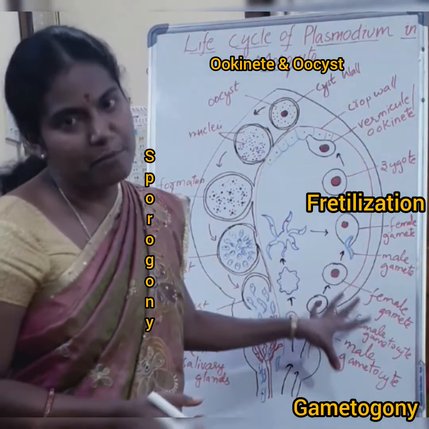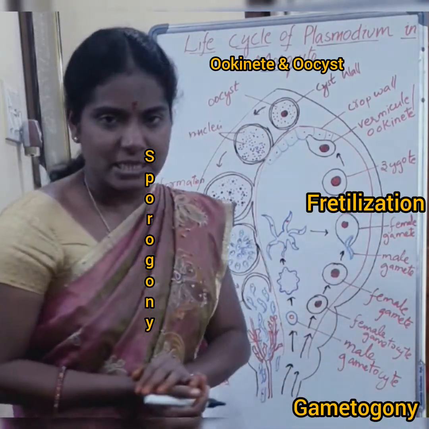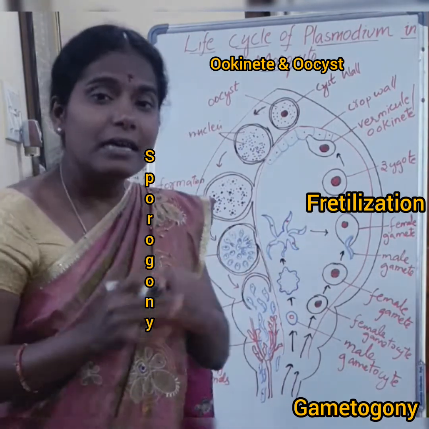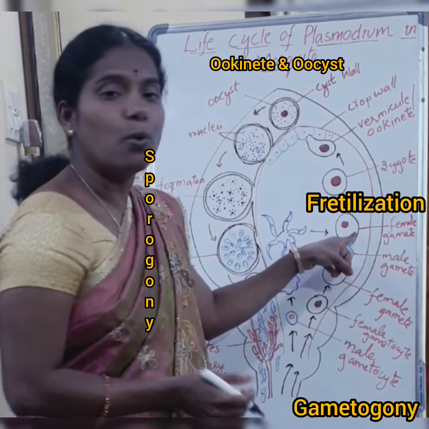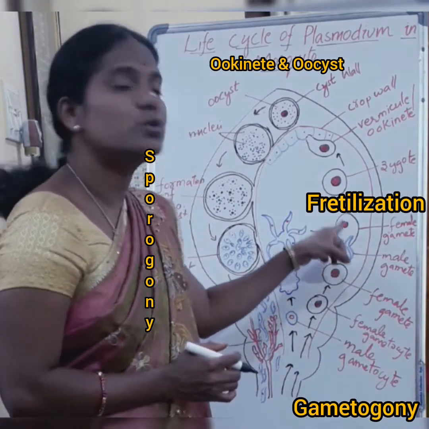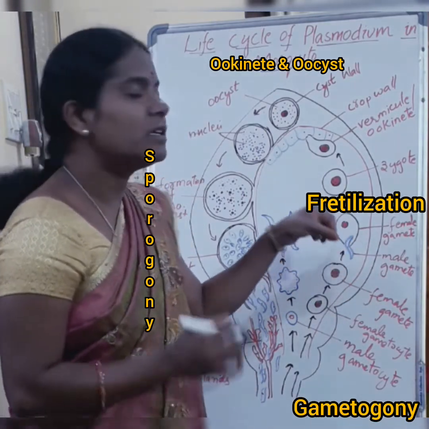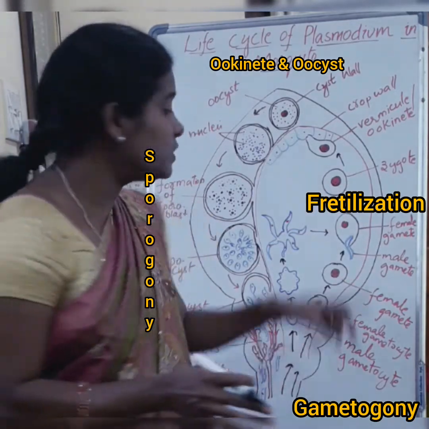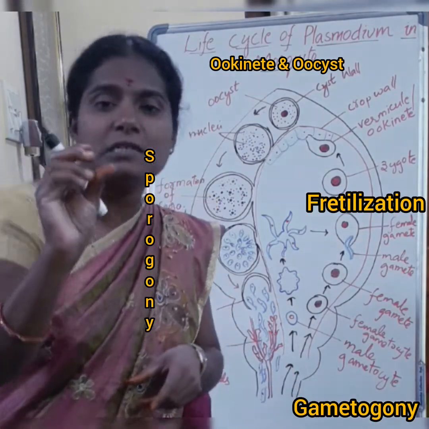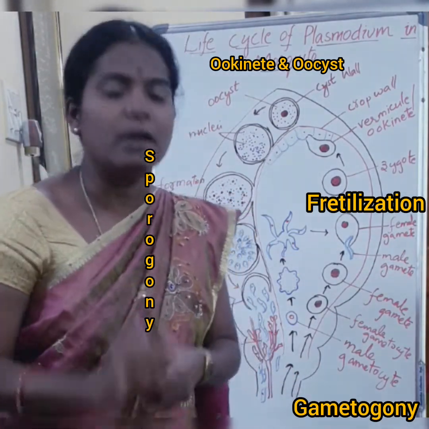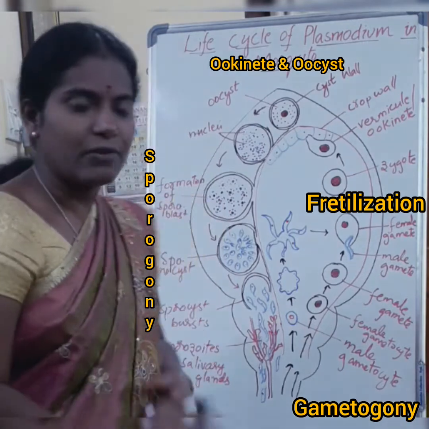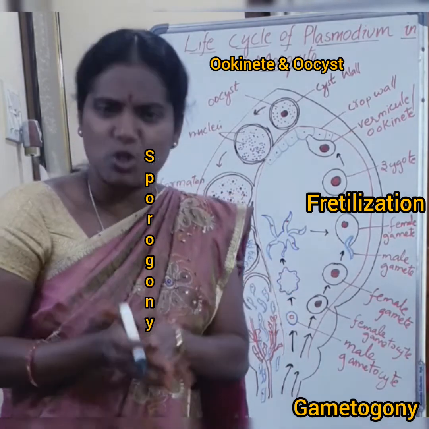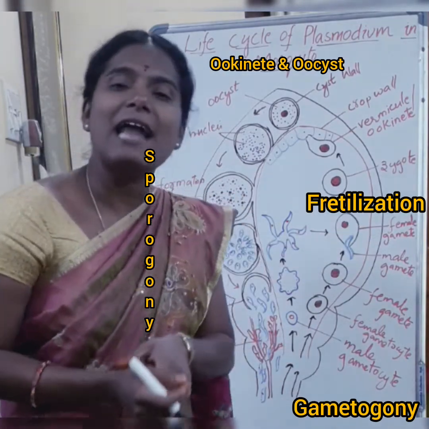So up to this is gametogony. Next, fertilization. Fertilization means the fusion of male and female gametes. Here, through the fertilization cone, the male gamete enters the female gamete. The fusion of the female and male gametes along with their cytoplasms results in the formation of a special structure called synkaryon. And as these male and female gametes are dissimilar in shape, that is called anisogamy.